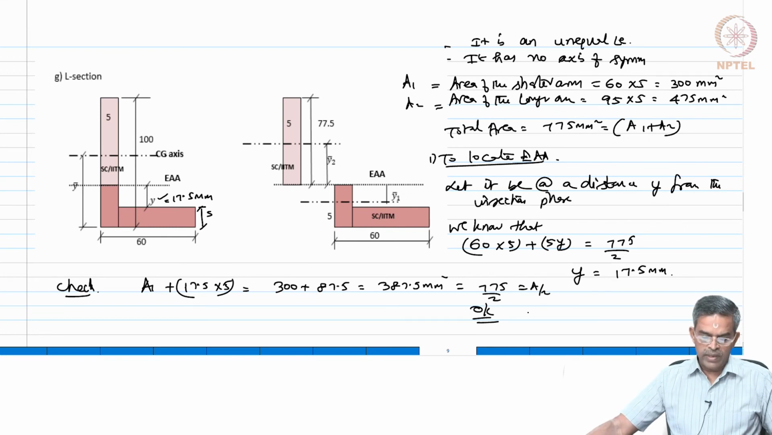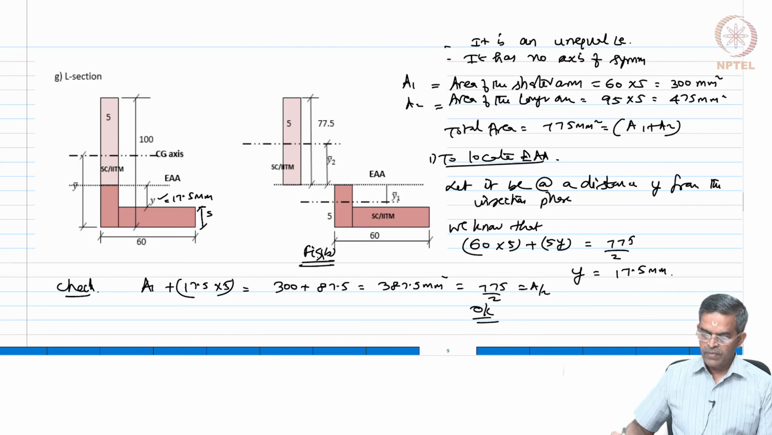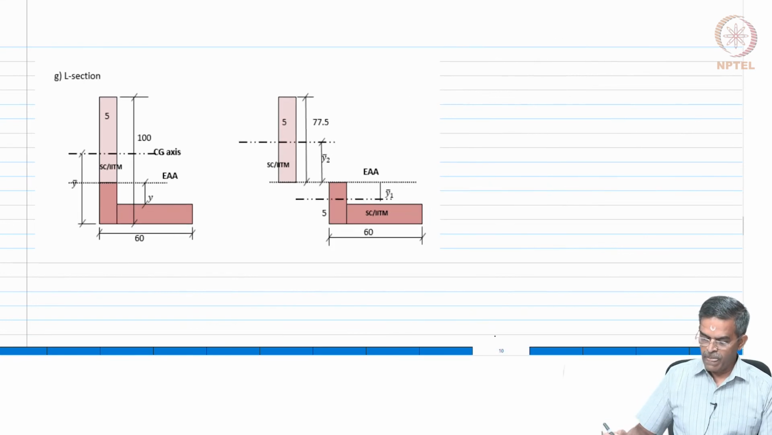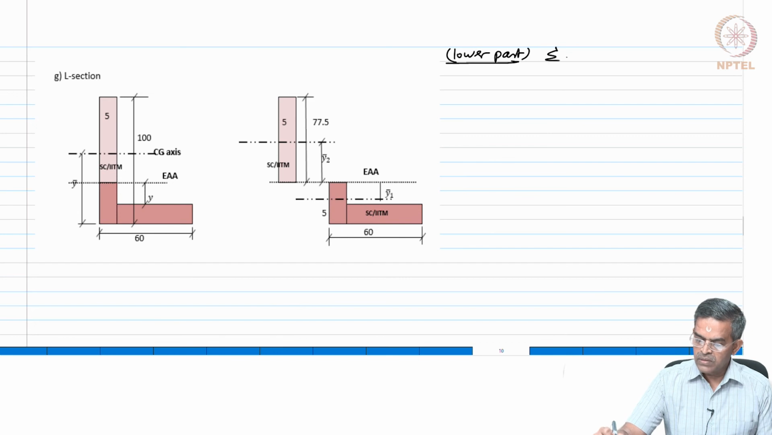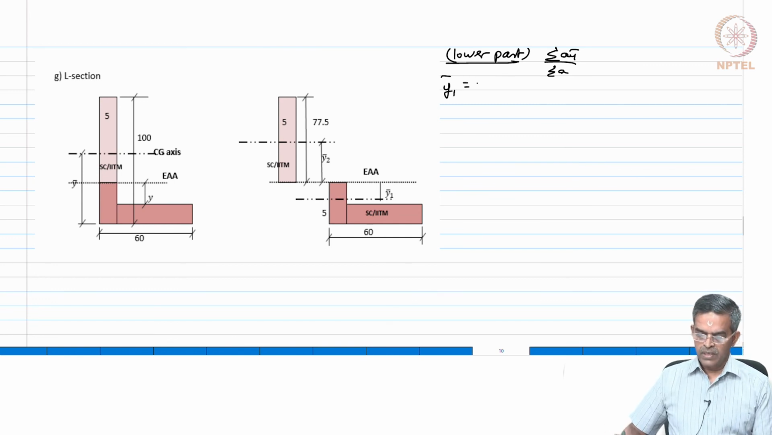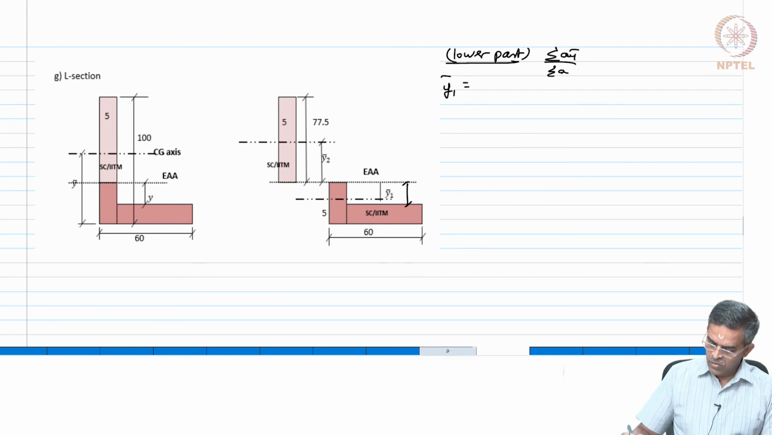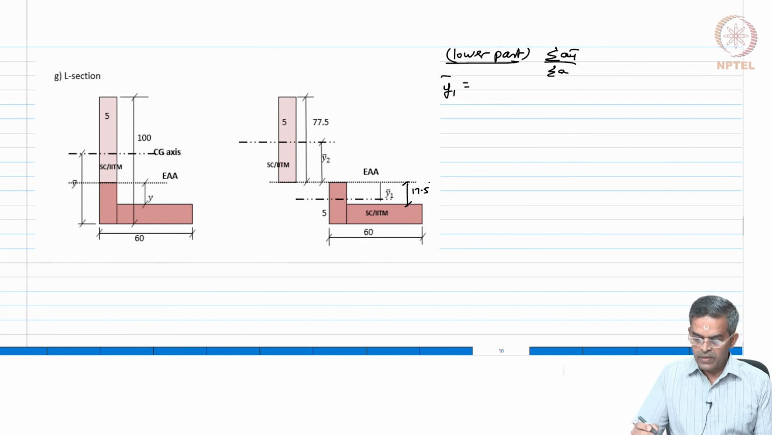So, we have located now the equal area axis. Now, our job is to locate the centroid of upper and lower areas. So, let us look at figure B. I want to find the centroid of the upper part, centroid of lower part, then I should find out the ZP, right. So, let us take the upper part, let us find out the lower part. Let us take the lower part. So, we will apply this equation sigma A y bar by sigma A. So, we get y1 bar as, remember this value was 17.5, am I right? And this is 5.